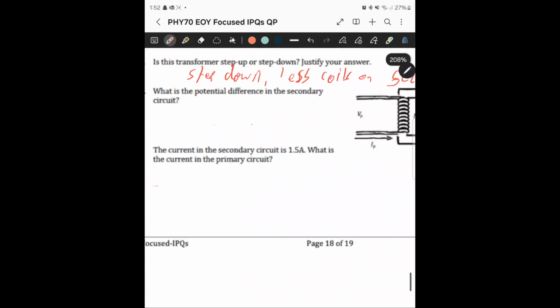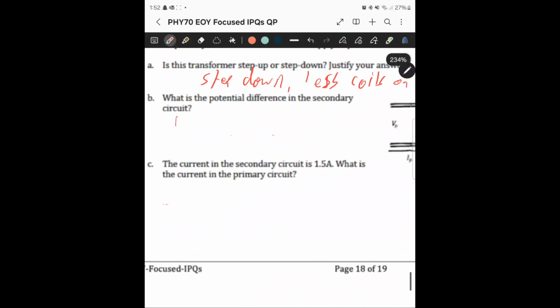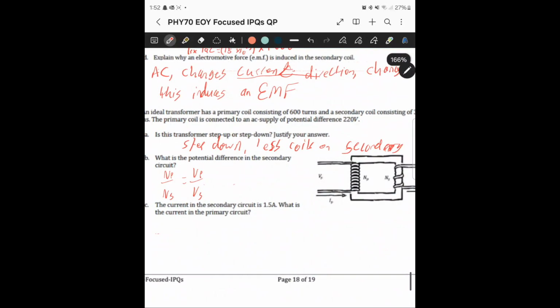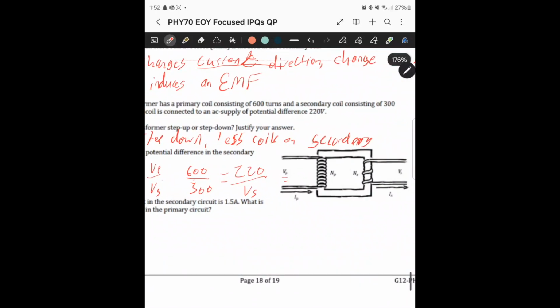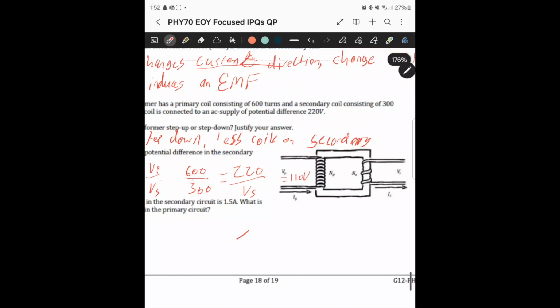What is the potential difference in the secondary coil? So we'll do it then. NP, NS, VP, VS. So NP, primary coils is here, 600 turns. Secondary coils is 300, makes sense because it's supposed to be less, it's a step down. Equals VP, do we have the VP? Yes, supply voltage must be VP, that's my supply, input 220 over VS. Shift solve, rearrange, you will solve it, and that number should hopefully be 110 volts.